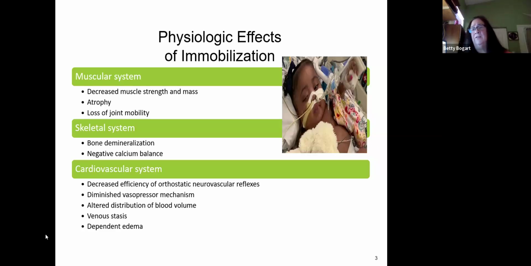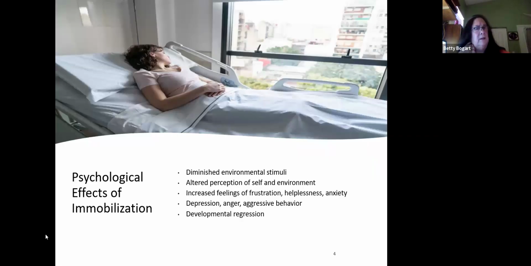We know the cardiovascular system, that's the heart and lungs, and that's the edema. Again, we take care of that by that coughing, deep breathing, and turning and positioning.